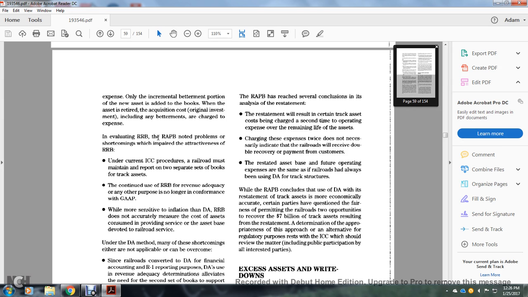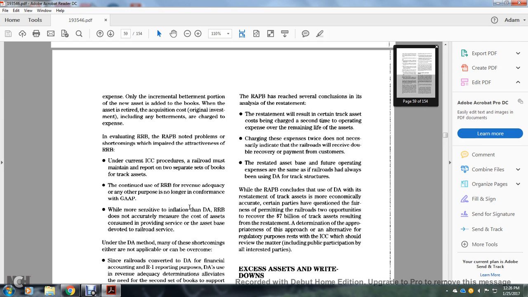In the valuation of the RRB, the Railroad Accounting Principles Board notes the problems and shortcomings compared with the attractiveness of the railroad retirement betterment. Under the Interstate Commerce Commission procedure, the railroad must maintain a report in two separate sets of books of track assets. The continued use of the railroad retirement betterment method for revenue adequacy purposes no longer conforms with government accounting auditing principles.